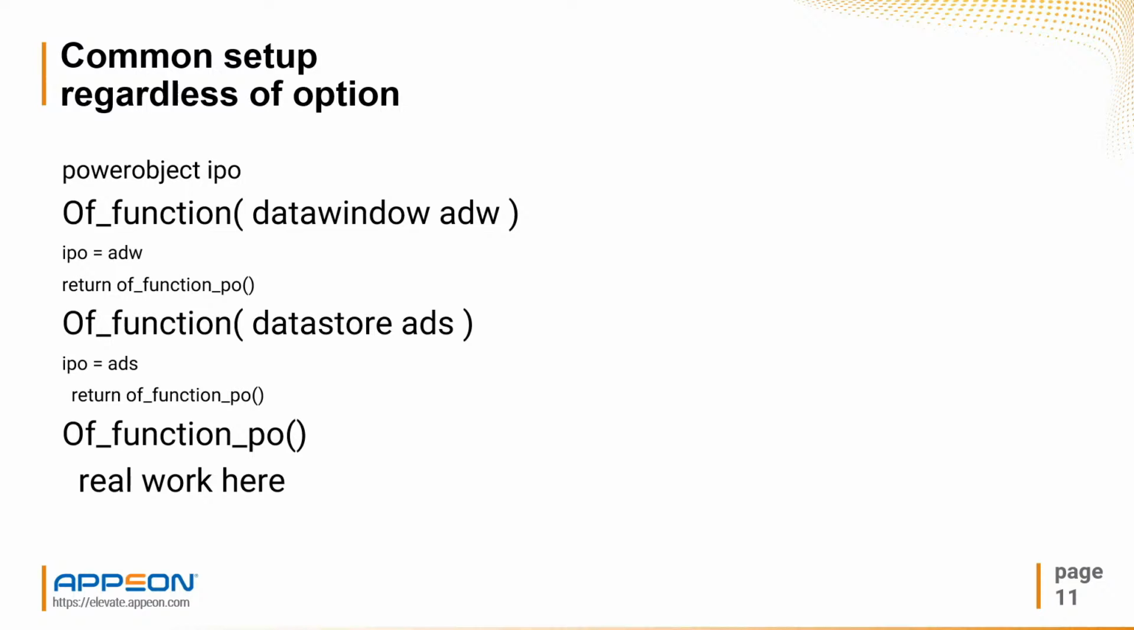And if you're using the common ancestor object that we're building, you'll use something similar to this. Same general idea, where you're using function overloading to send in your data windows, data stores, and DataWindowChilds, and then have a standard function to process everything else, to do all your real work, essentially.